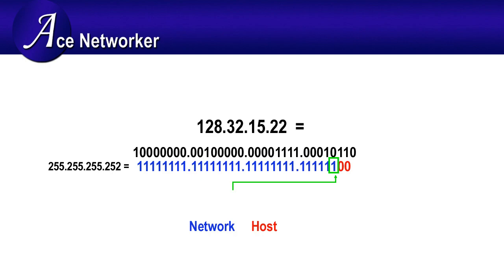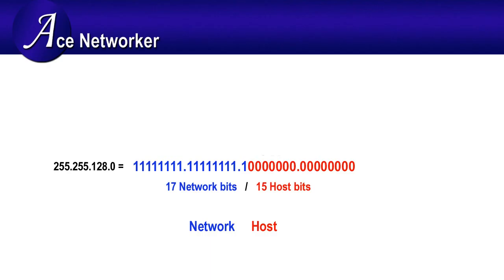Let's apply the same to the above examples. In this example, we have 17 network bits and 15 host bits. So 2 to the 17th would give us 131,072 possible network combinations, or subnetworks that we could create, and it would give us 2 to the 15th, or 32,768 possible host combination numbers that we could use. So what have we done? We've taken our Class B network and we've carved it up into 131,072 individual networks, each with 32,768 hosts.